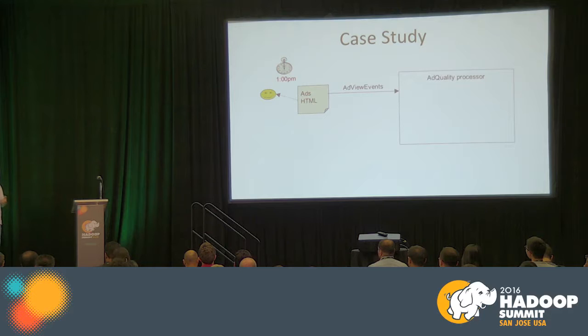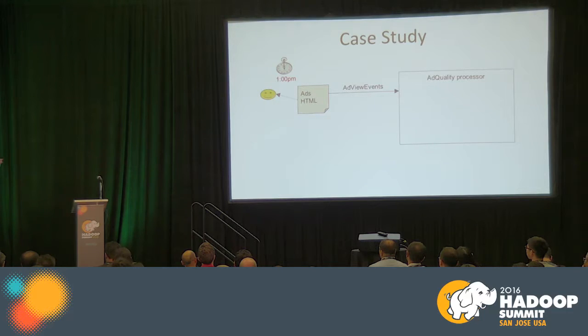Then you can do a join between those two streams and calculate the ad. So the detailed use case is, okay, at 1 o'clock the front-end server pushes out the ad to the user. At the same time, it will mark, okay, that's 1 p.m. I display this ad to the user, and then that will generate ad view events coming back to be sent to the ad quality processor.